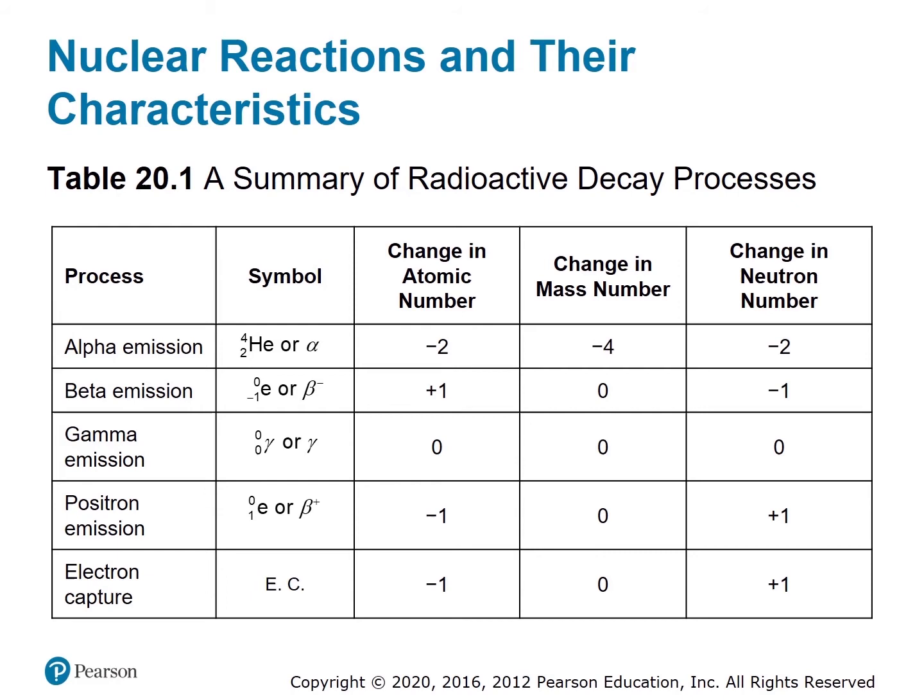Moving to the next row, we have beta emission, which is where a radioactive atom releases a very high energy electron known as a beta particle. For purposes of balancing the decay reaction, we can think of a beta particle as having a mass number of 0, since electrons have negligible masses compared to protons and neutrons.